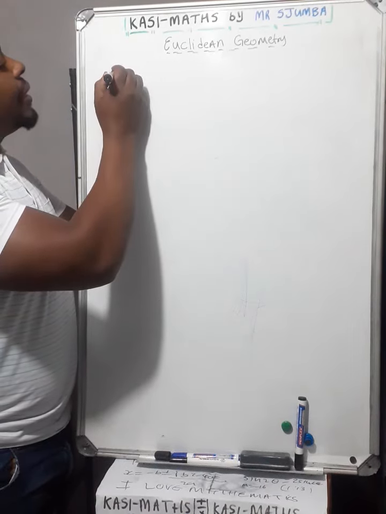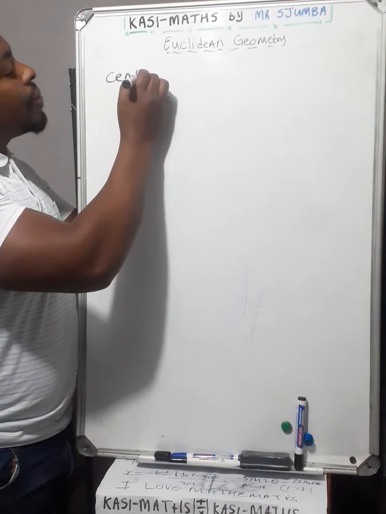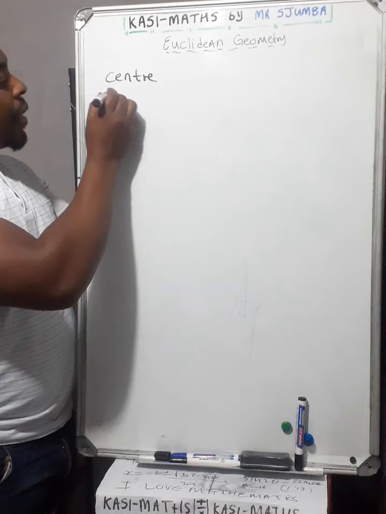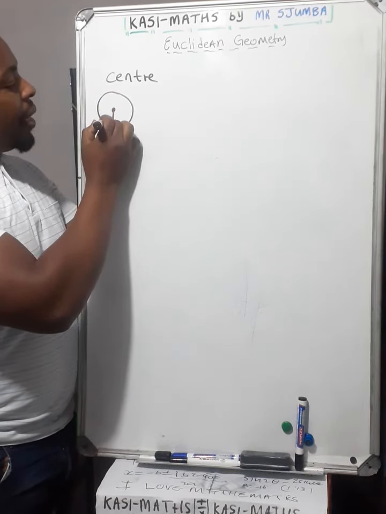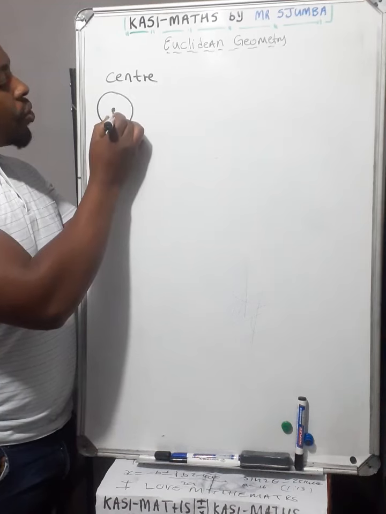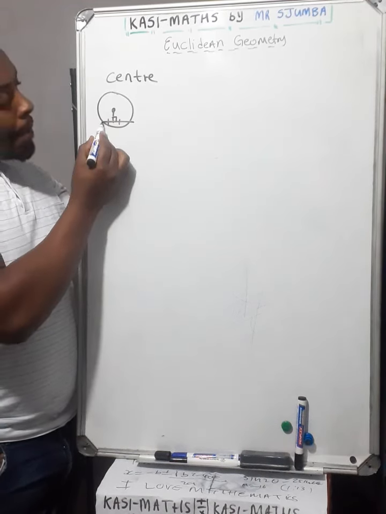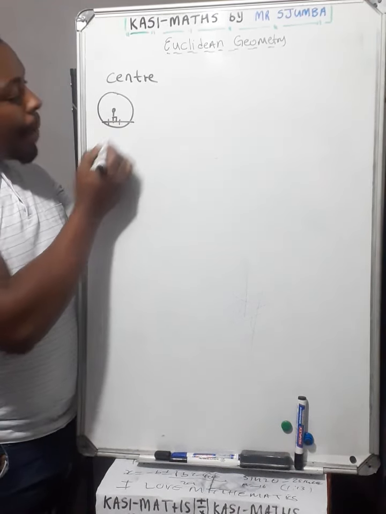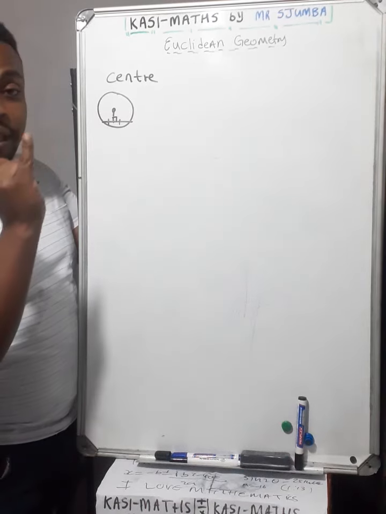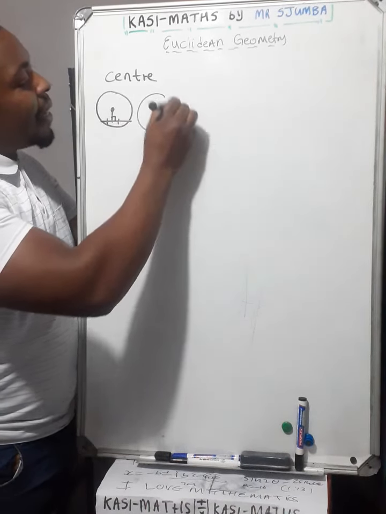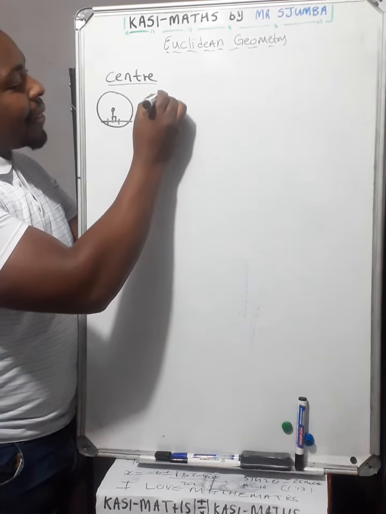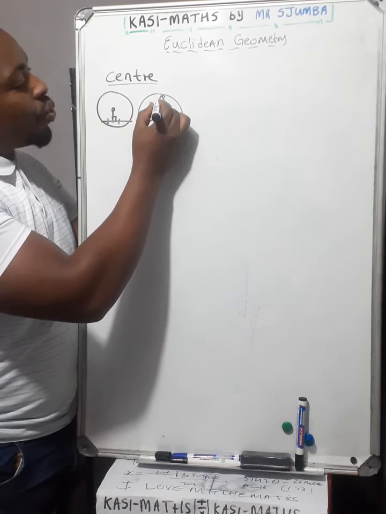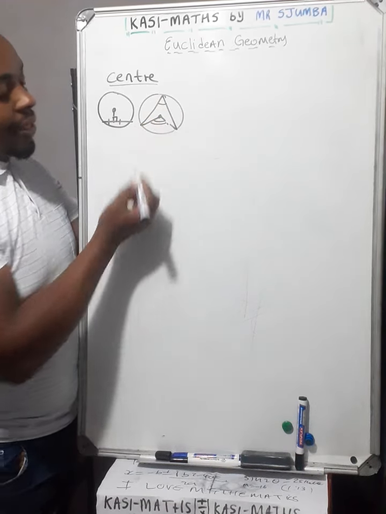So, we have theorems about the center. A line drawn from the center perpendicular to the chord bisects the chord. So this is the first one. And then the next one is: the angle at the center is twice the angle at the circumference.